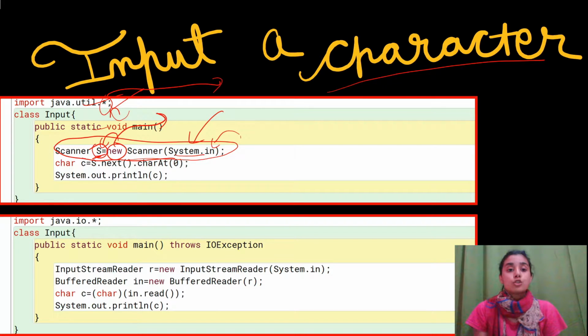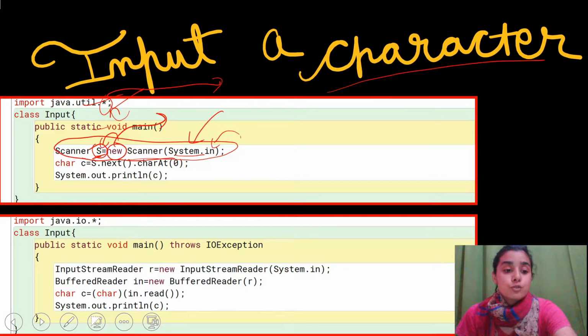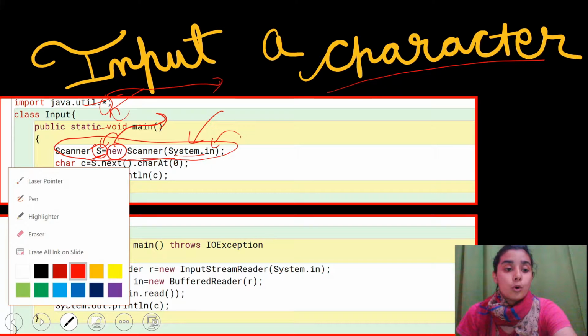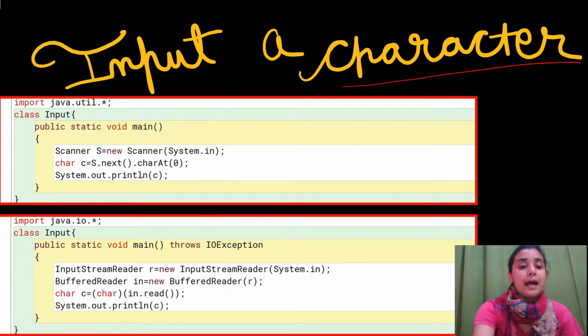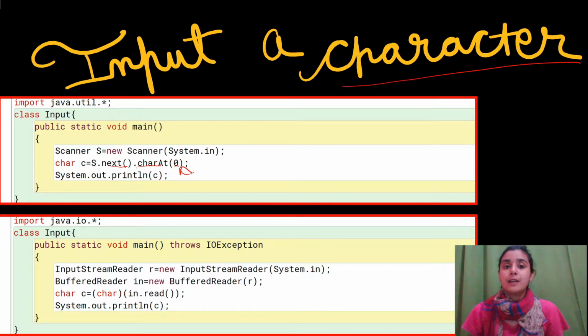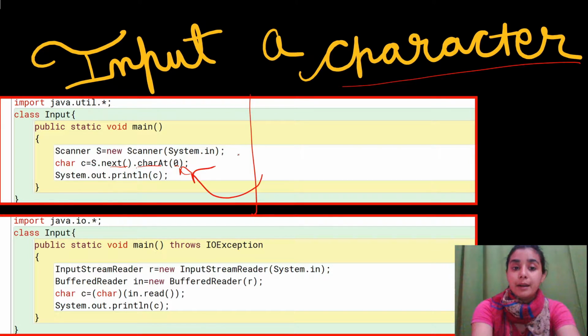Now if I want to give the input in character form, in the scanner class we have next dot charAt, and here we have to put 0. Through that we can give the input with the help of the scanner class, as you know. I'm just reminding you of this.